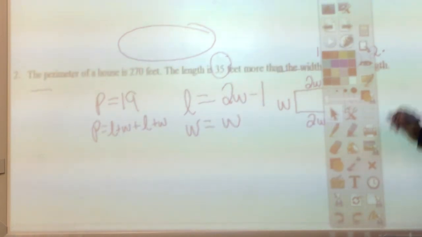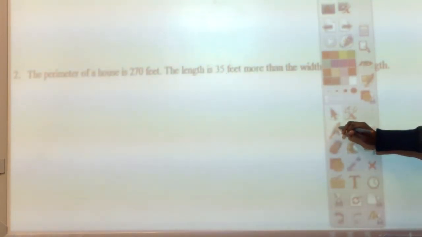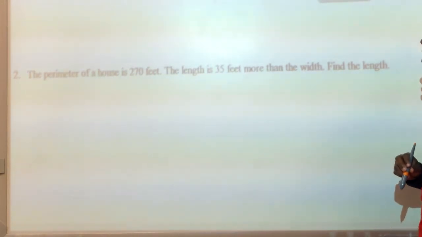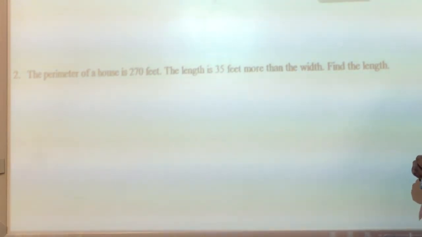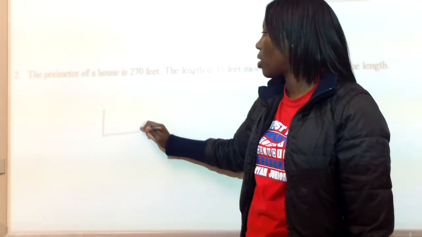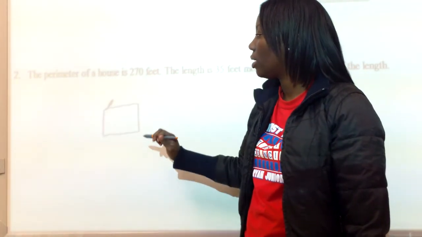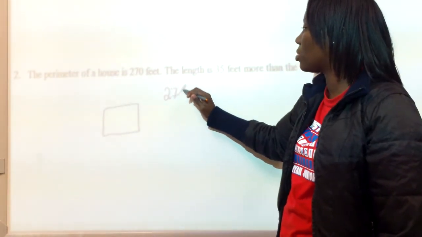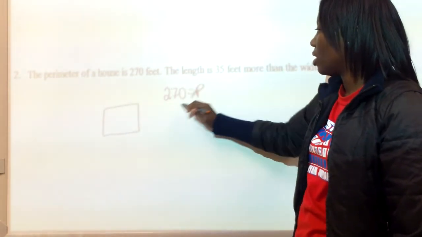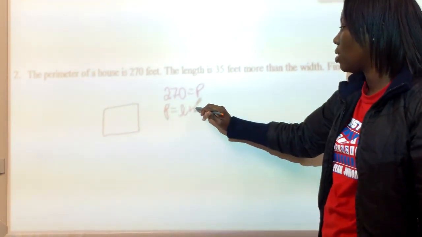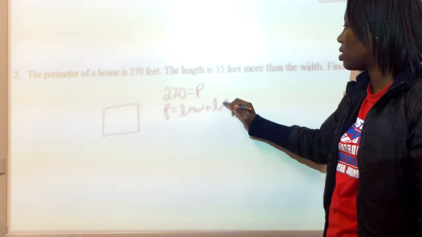Number 2. Says the perimeter of a house is 270 feet. The length is 35 feet more than the width. Find the length. I draw a picture. So we have a house. We know we add up all the sides. The perimeter is going to be equal to a total of 270. That's the perimeter. We know we find perimeter, length plus width plus length plus width.